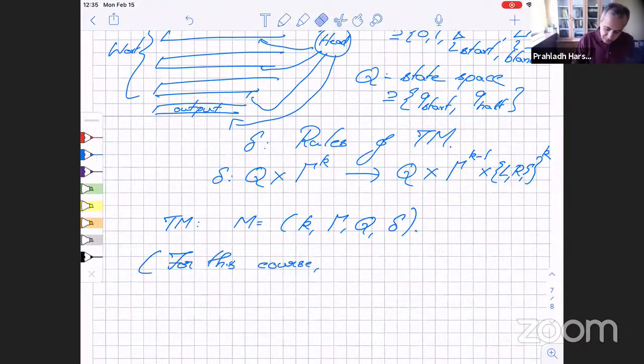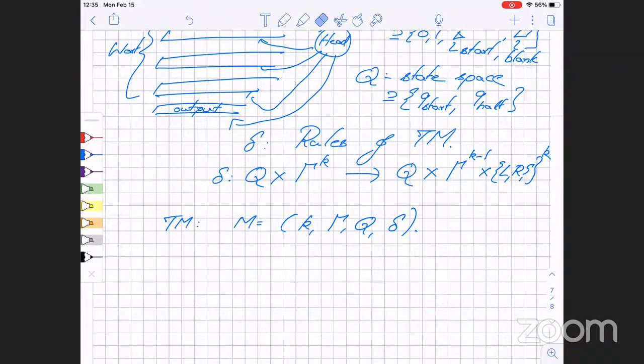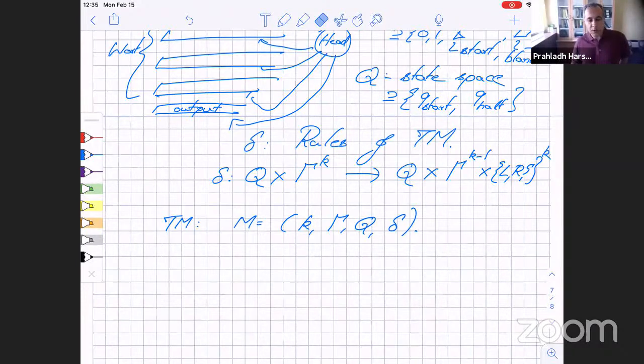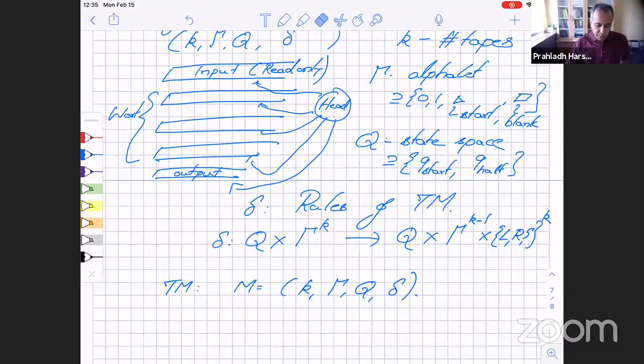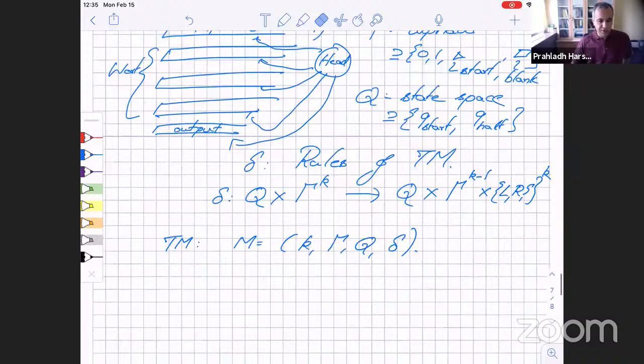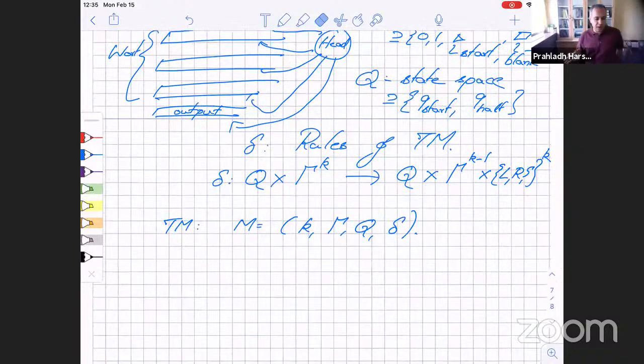Actually, before I come to that. Pralad? Does it matter whether the output tape is read only, write only, or both read write? Right now, I'm going to allow the output tape to be read write. The only restriction I put is that the input tape is read only. All the other tapes are read write tapes. Later on in the course, at this point of time, it really doesn't matter.